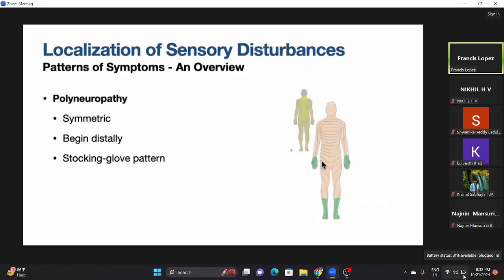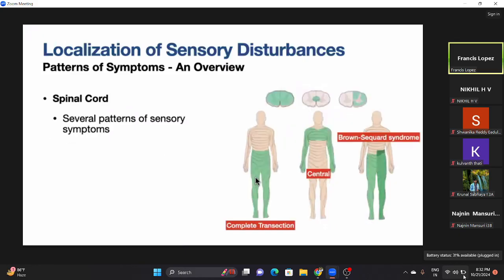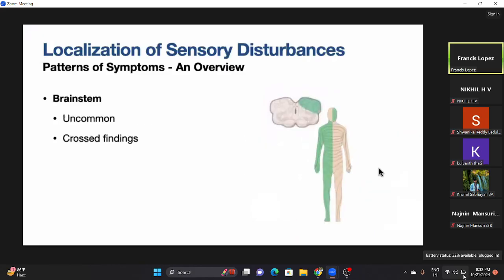Polyneuropathies are different. They are symmetric. They lead to symmetric symptoms that often begin distally, leading to a glove and stocking pattern. Okay? Spinal cord lesions have several patterns of symptoms. They can occur depending on whether this is a complete transection, like here, okay, so this is an example of complete transection. This one is a central lesion, while this one is a hemisection naman. Okay, so we will discuss this later.